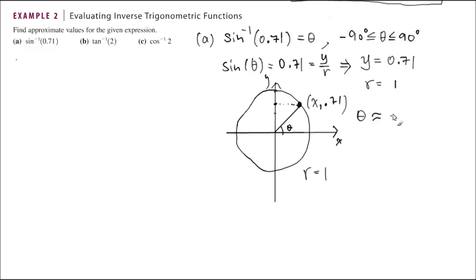I'll go for 45-ish. Would you agree that looks a lot like 45, right? So here's the moment of truth. Let's hit it. Sine inverse of 0.71.